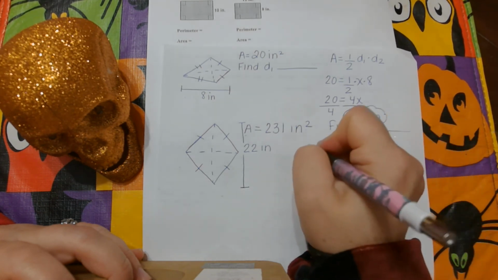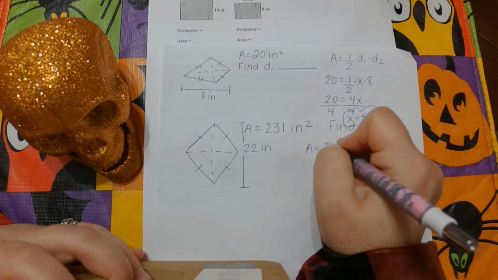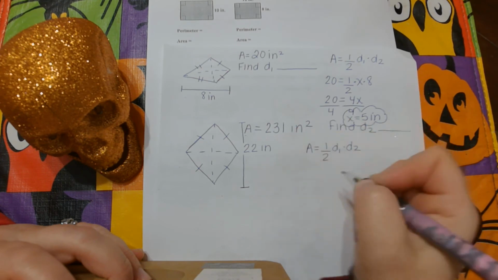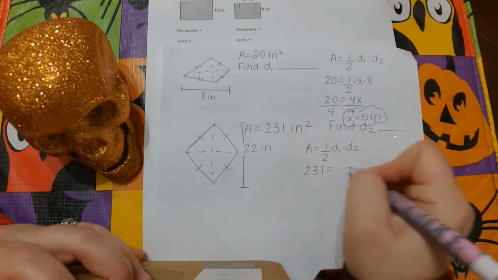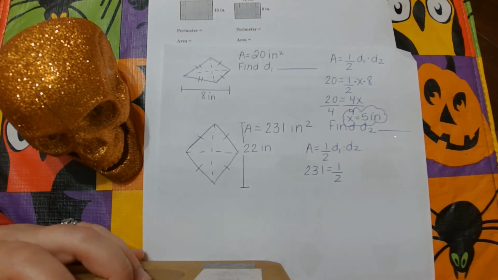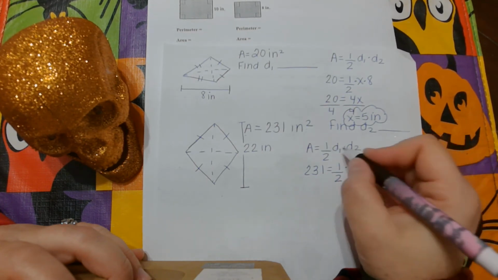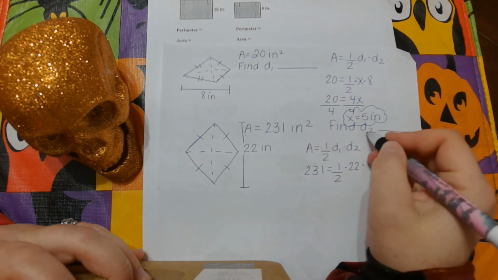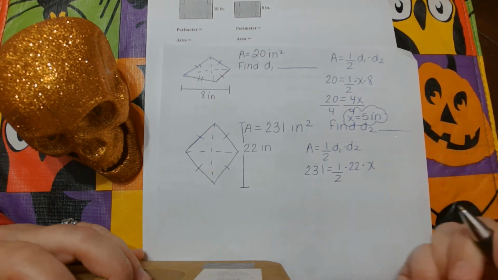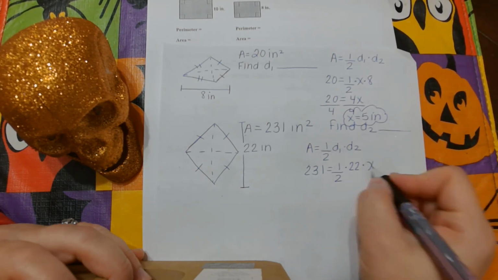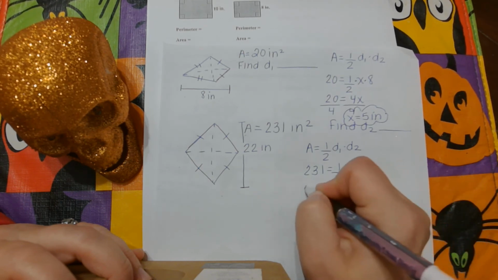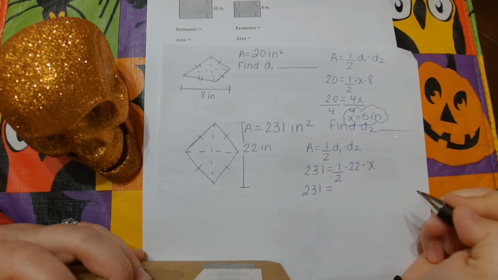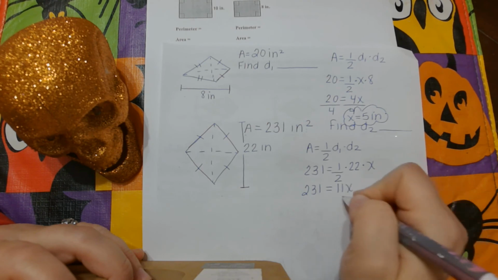Okay, so this is our final practice. We know that area equals 1/2 diagonal 1 times diagonal 2. I know that the area is 231, so I'm going to fill in what I know. Area equals 1/2 times diagonal 1, which technically I would know. It's 22. Times diagonal 2, that's what they're asking me to find. I don't know what it is, so I'm going to call it X and put it in the spot it should be in. And then 231 equals 1/2 times 22, which is 11x.